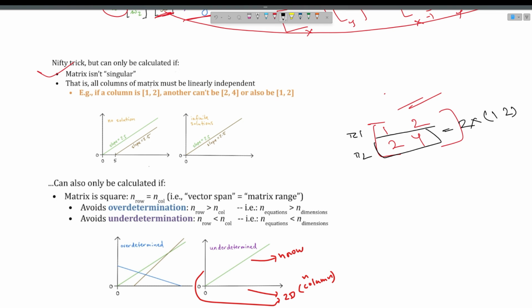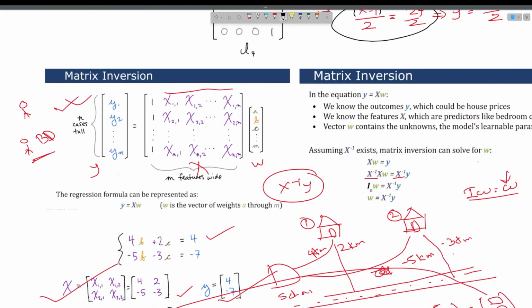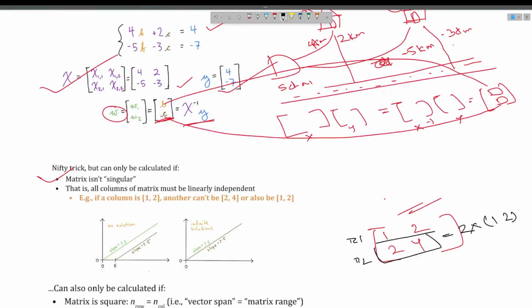Let's just look into this equation. 4b plus 2c equal 4, minus 5b minus 3c equal minus 7, right? What we got was this one, 4 2 minus 5 minus 3, right? But if this is a matrix, just assume this is the matrix provided, and you have been asked to form the equation. What should we have as an equation?